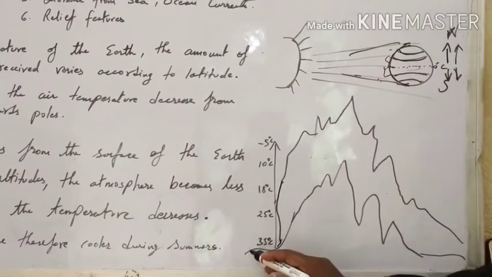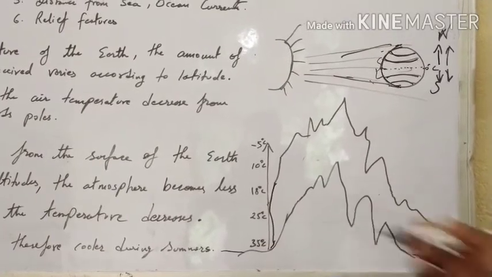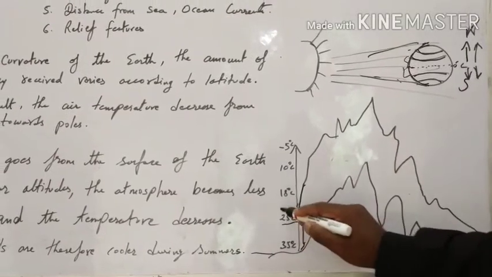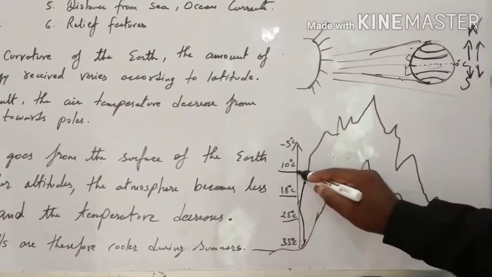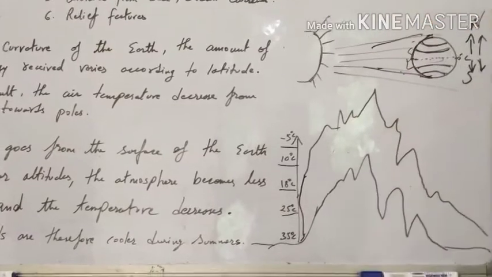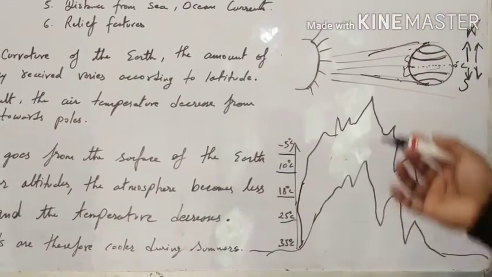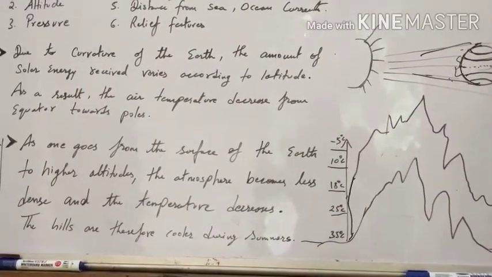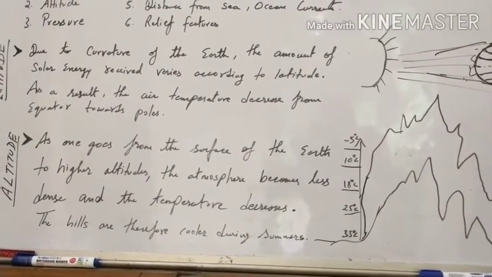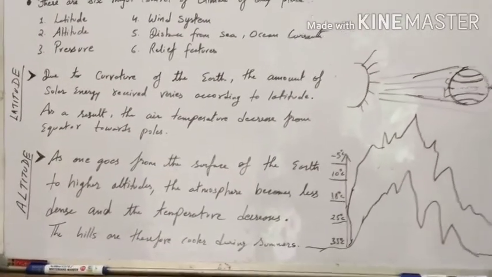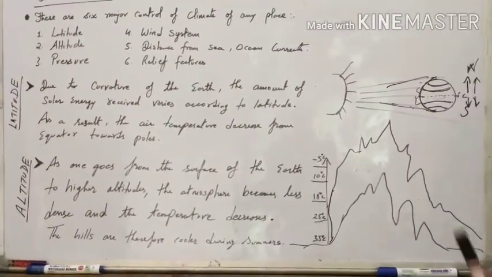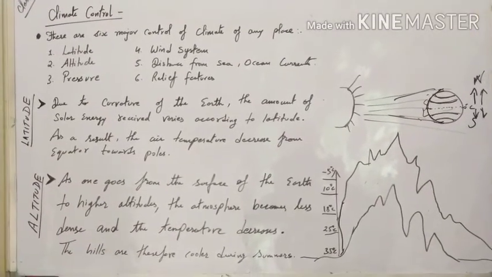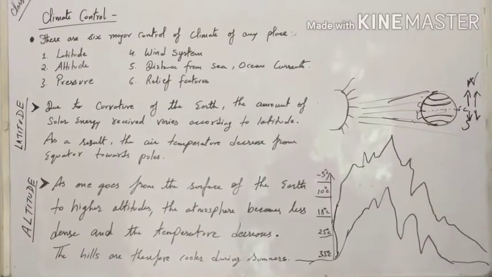temperature decreases. At the base level, in the valley region, the temperature may be 35 degrees Celsius, and as we move upward, the temperature decreases to 25 degrees Celsius, 18 degrees Celsius, 10 degrees Celsius, minus 5 degrees Celsius, and so on. It decreases upward. The main reason behind this is that the atmosphere becomes less dense, and because of that the temperature also decreases. That is why in the hilly region you feel that the temperature is cooler in comparison to the plains, even during the summer season. I hope you understood this. Now let's understand another point.